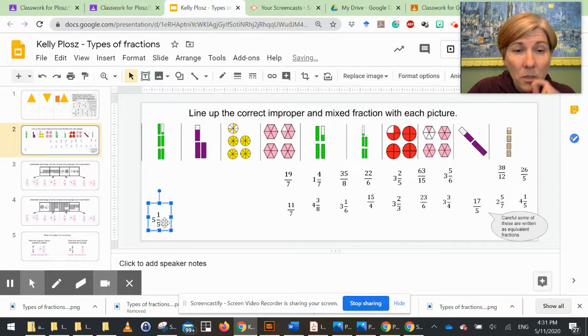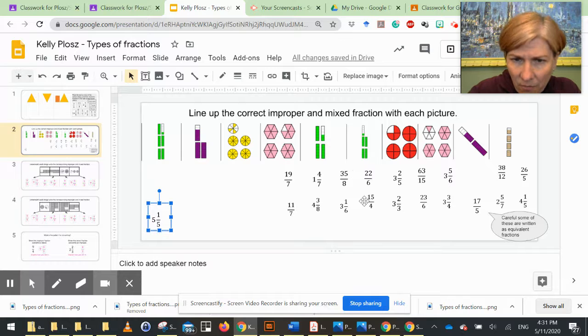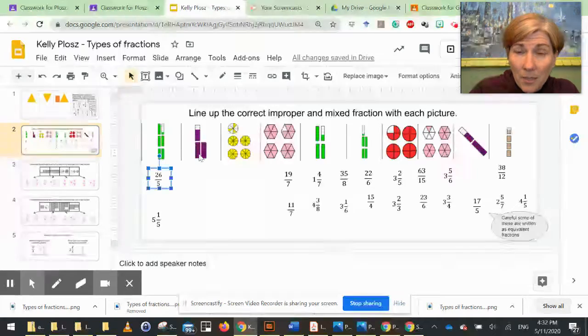Now I'm going to put my mixed images on the bottom and my improper on top. It doesn't matter which order you do it, you decide. Just maybe try and keep it consistent. So if it's mixed, put them all along the bottom, and then the improper above that. My improper here is looking at all the pieces in total. So I've got 5, 10, 15, 20, 25, and then 1 more. So that's going to be 26 fifths. And there it is. So 26 fifths would go here. So now I have both fractions for that image, and then you're going to move on to the next image.